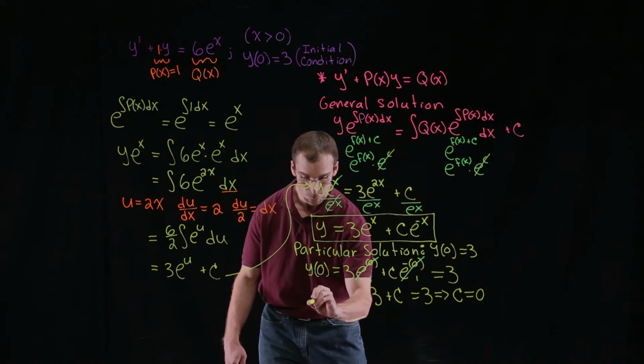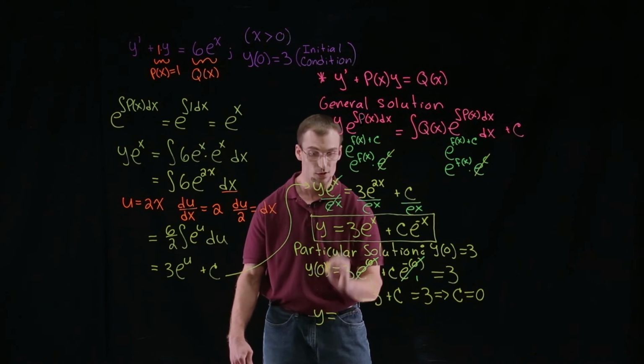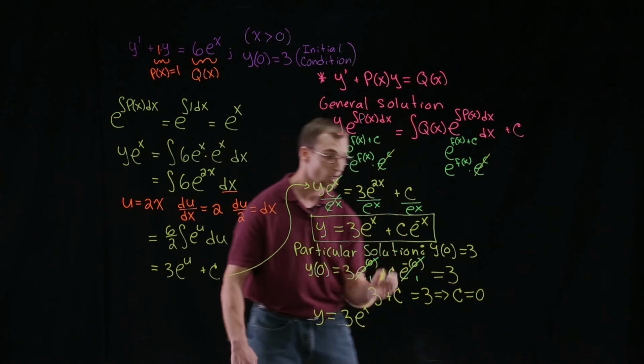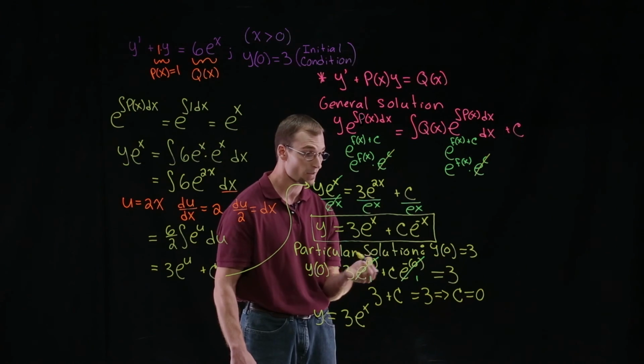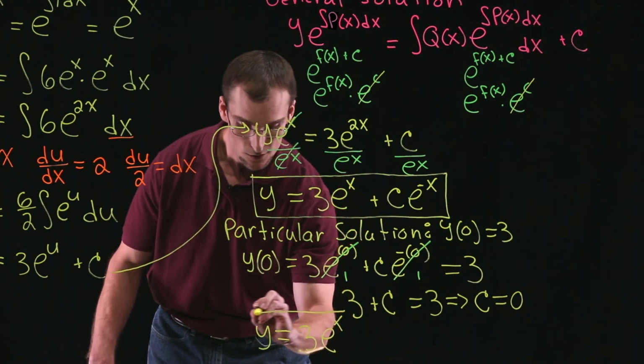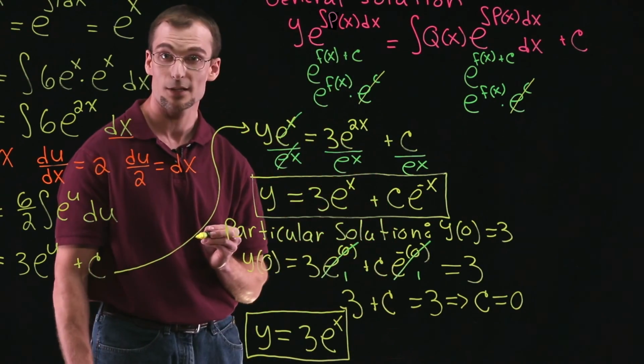So in the end, our solution can be written as y equals 3 times e to the x plus c times e to the negative x. Well, c is just 0, so we can leave that off. So the particular solution is just y equals 3 times e to the x.